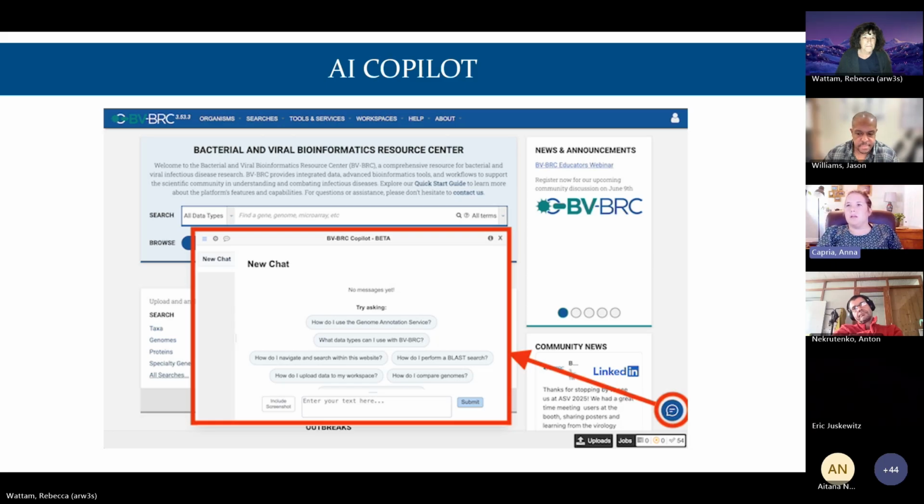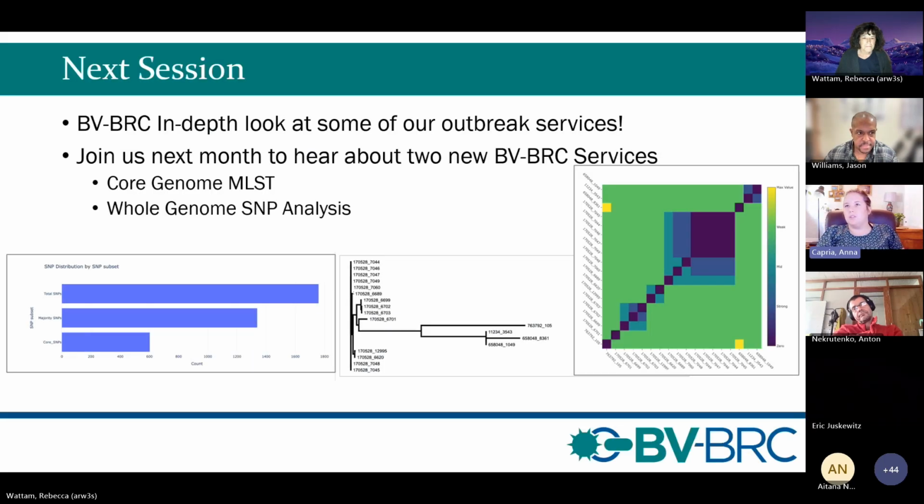And on the next slide, you'll see about our next session. Next month, we'll be talking about our outbreak services. So the BV-BRC will be leading the next Tools for Tomorrow webinar. And you'll hear about our core genome MLST service and our whole genome SNP analysis. And you can see some visualizations of that on this slide.